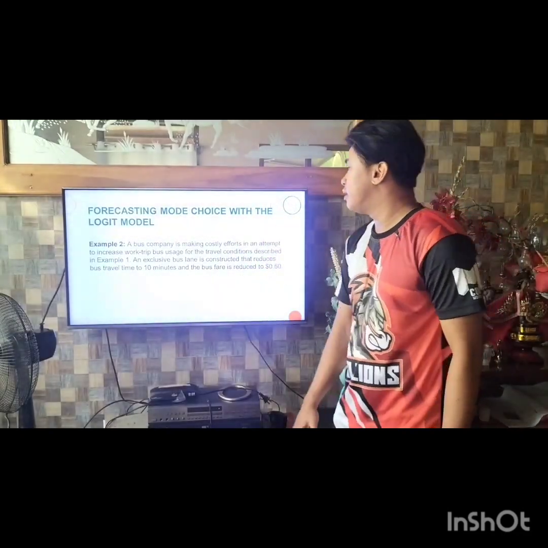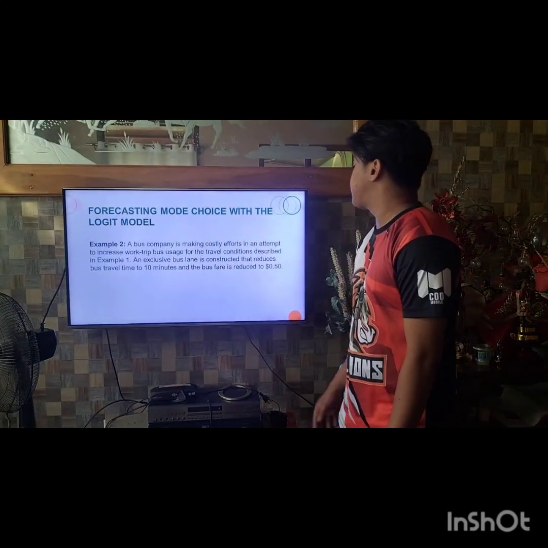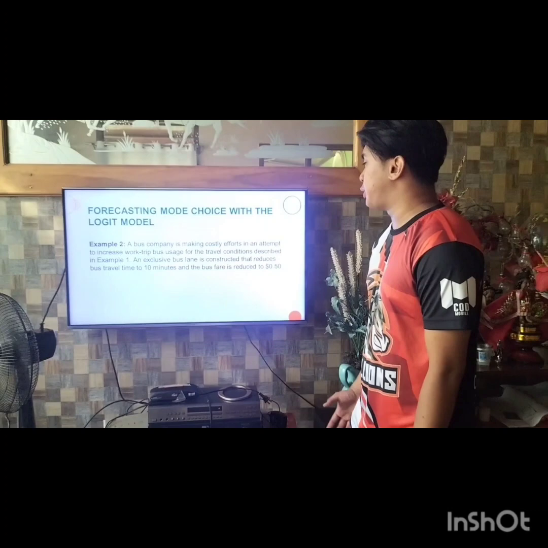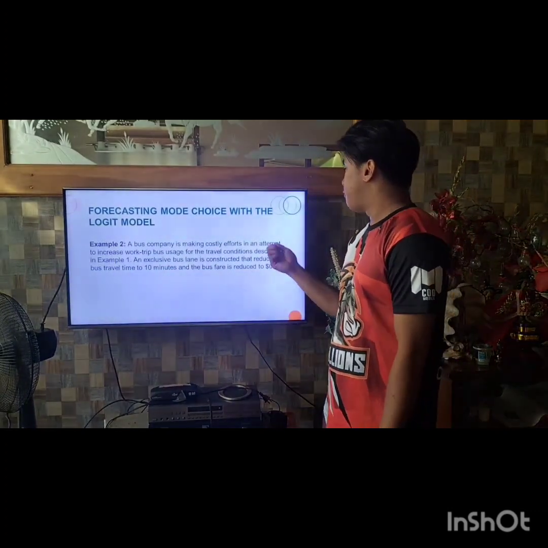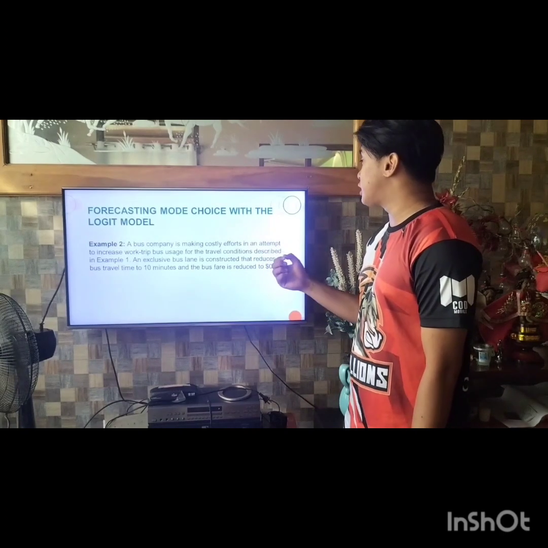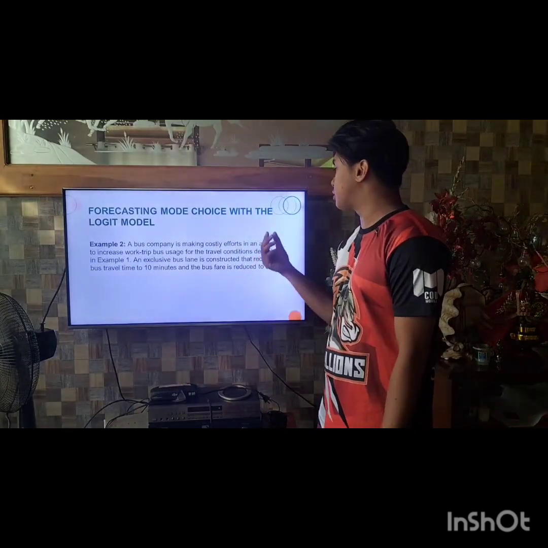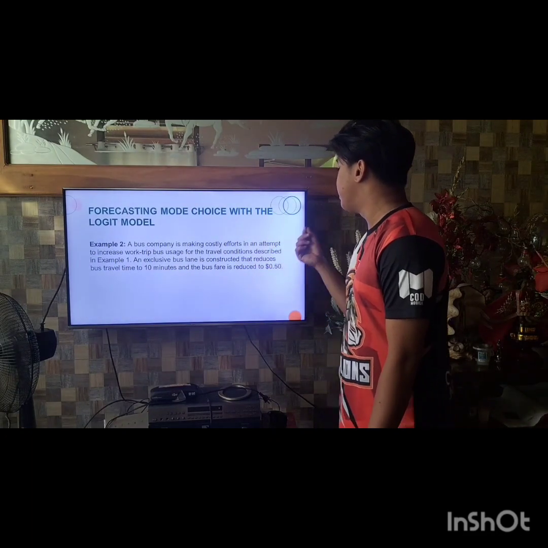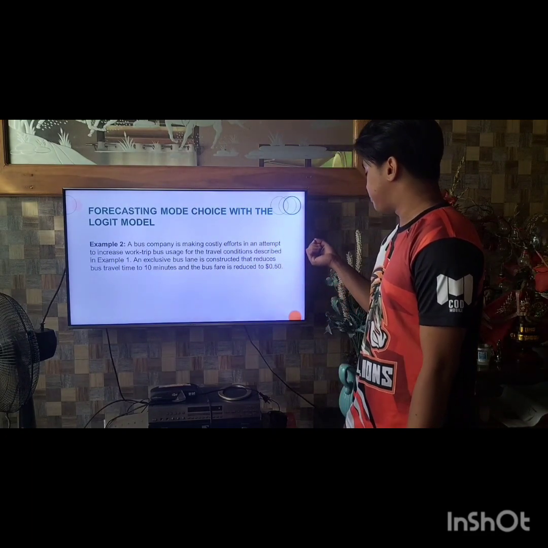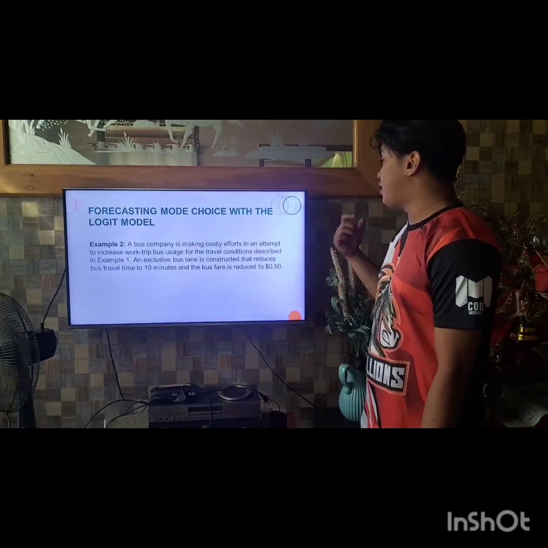Example 2. A bus company is making costly efforts in an attempt to increase work trip bus usage for the travel conditions described in example 1. An exclusive bus lane is constructed that reduces bus travel time to 10 minutes, and the bus fare is reduced to $0.50.